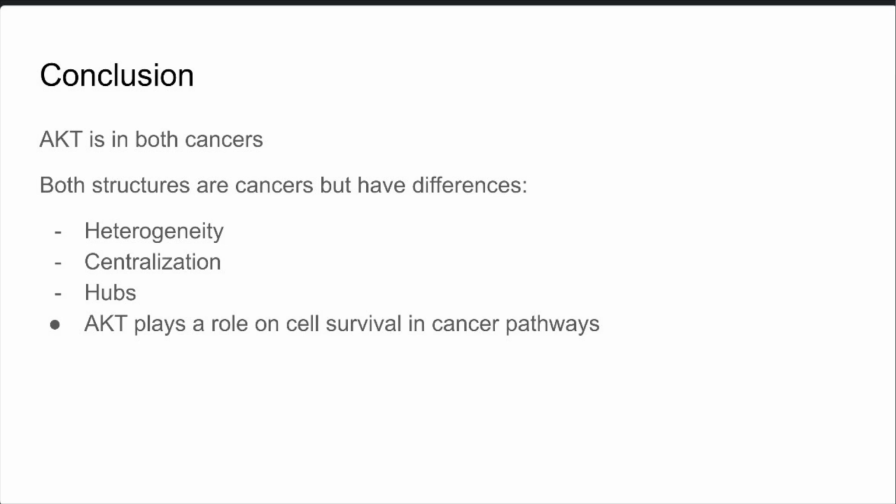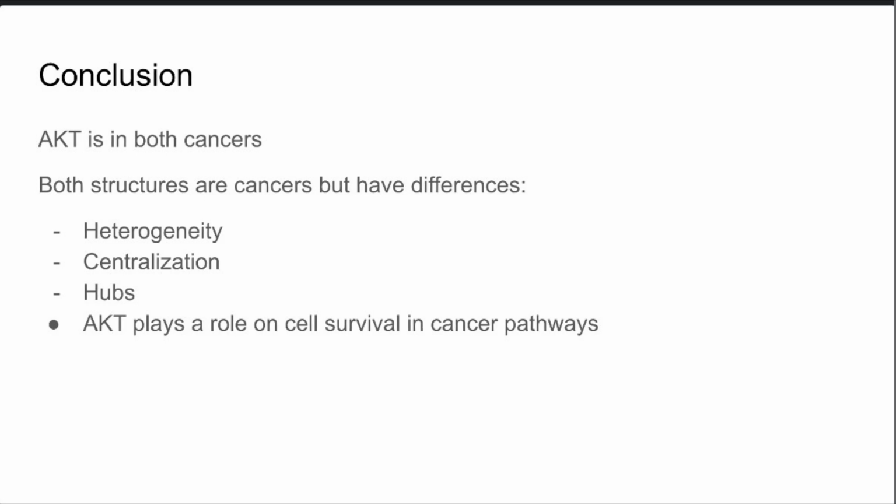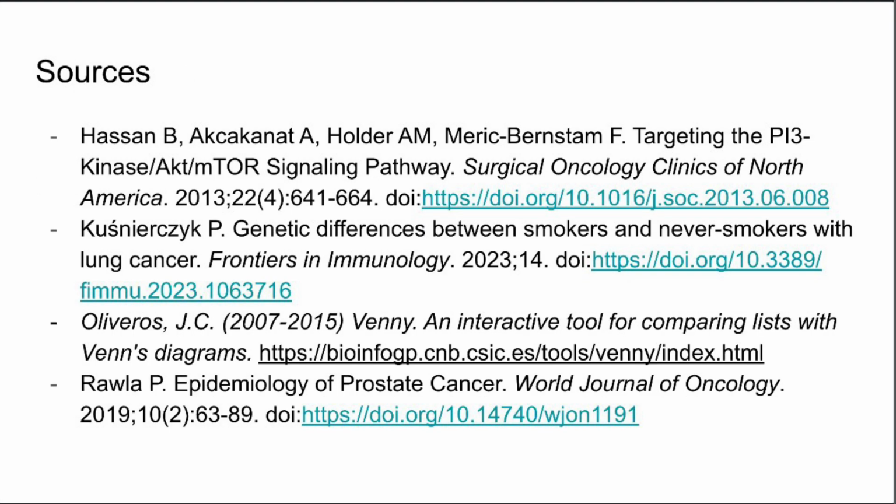So after analyzing the role of AKT in both cancers using Cytoscape and Venny, I was able to see significant differences in their structure, where prostate cancer is centralized and lung cancer is more distributed. The analysis revealed that prostate has greater network heterogeneity and centralization. These insights highlight AKT's role in both cancers, such as regulating cell survival and tumor progression. So in conclusion, AKT does play a role in cell survival in cancer pathways.